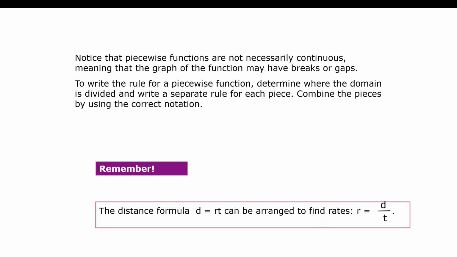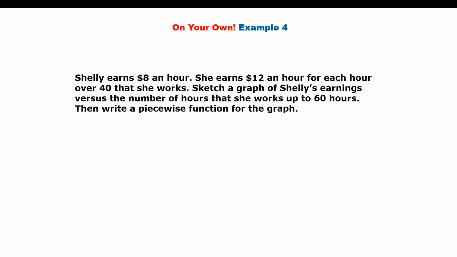Remember, for this next section, the distance formula, distance equals rate times time, can be rearranged to find rates. R equals distance over time. The rate equals distance over time. Okay, let's look at this example.